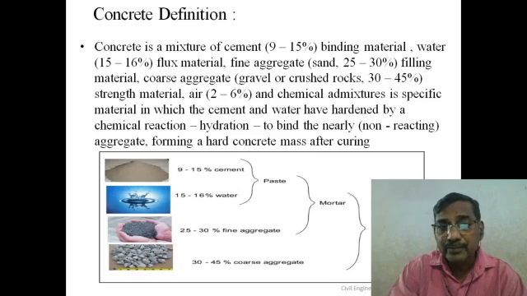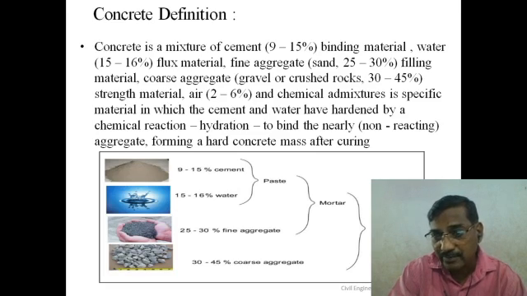Concrete is a mixture of majorly 4 ingredients: cement, sand, aggregate and water. Sometimes admixtures are added as a 5th ingredient. For a specific purpose, specific admixtures are added. We will study admixtures in detail later. Concrete is a Latin word which means to grow together.